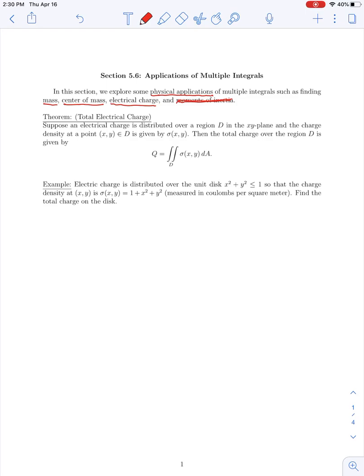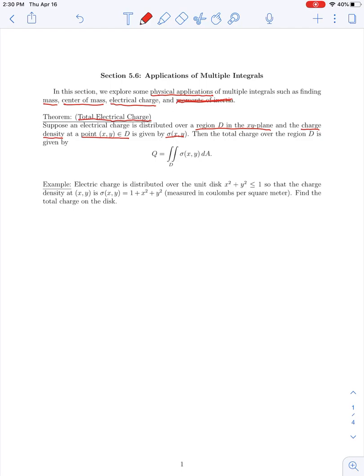So the first thing that we're going to talk about in this section is how to find the total electrical charge over a plane region or a solid region. So here, let's start by supposing that we have some electrical charge which is distributed over a plane region, some region D in the xy plane, and that the charge density at any point xy in that plane region D is given by a function sigma of x and y.